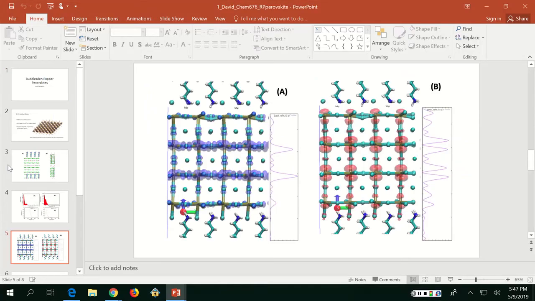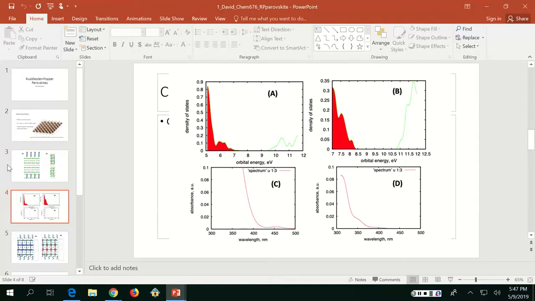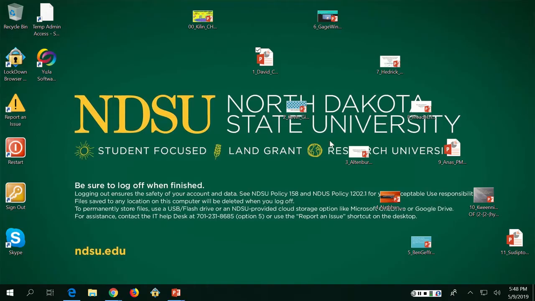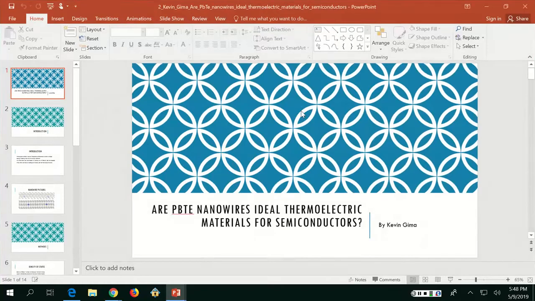And the next presentation is by Kevin Gima. So from two-dimensional thin films, he will move us to one-dimensional nanowires. And from three-component perovskites, he will move us to two-component telluride materials.